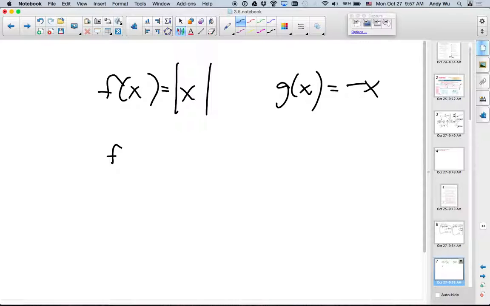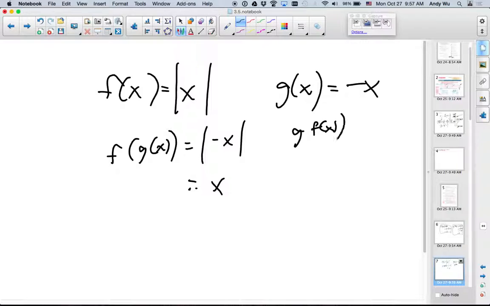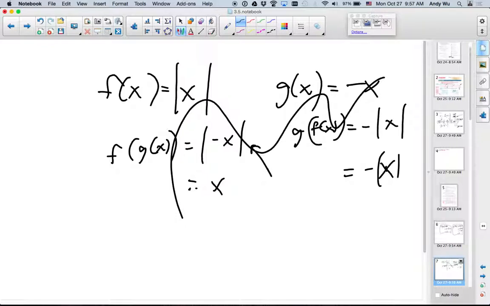Right? Because f of g of x is equal to absolute value of negative x, which is x. But g of f of x is equal to negative absolute value of x. That's actually equivalent. Actually, even this is not really right. If x is negative, then you don't actually get x. You actually get positive x. So these are actually not true too. I can't think of one.